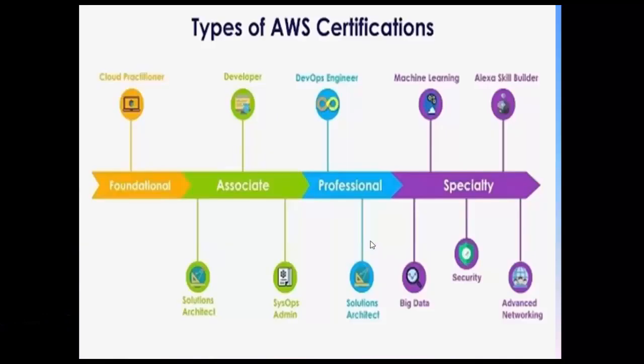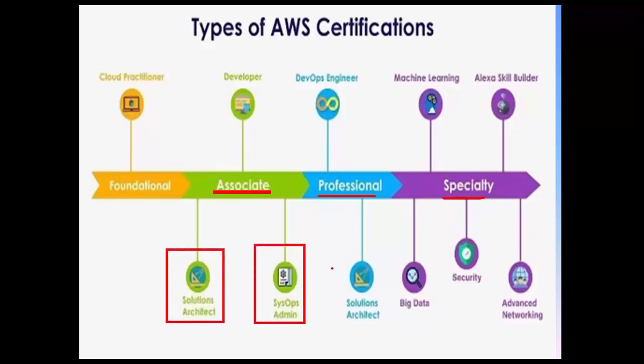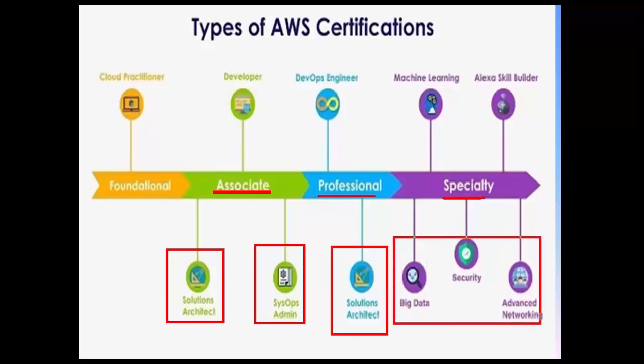So if you talk about AWS certifications first, there are three levels. One is the associate level, professional level and specialty level. At the associate level: Solutions Architect as well as SysOps Administrator. Professional level: again Solutions Architect. At the specialty level there are three specialties you can do: either big data, security and advanced networking. So in this video series I'm going to focus on Solutions Architect.